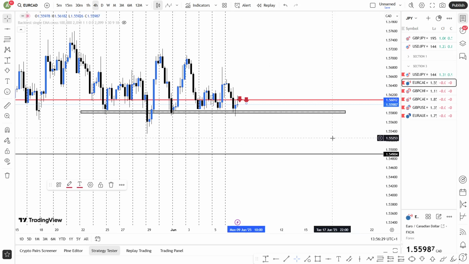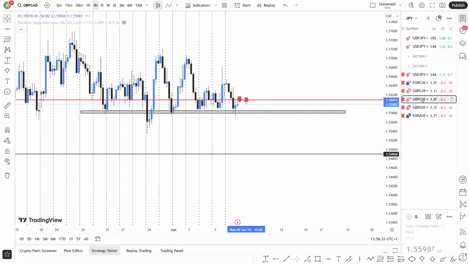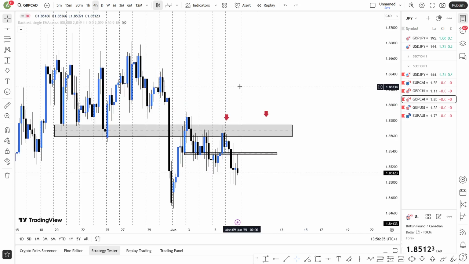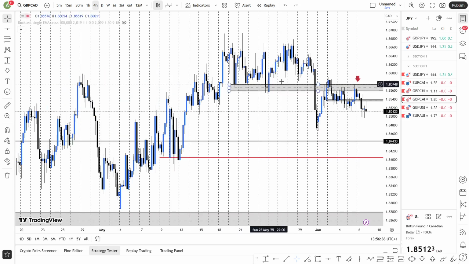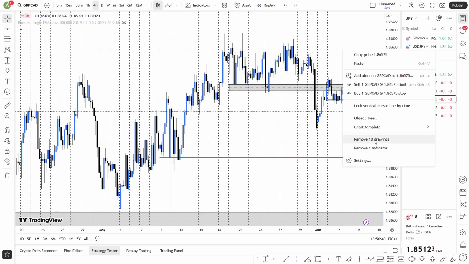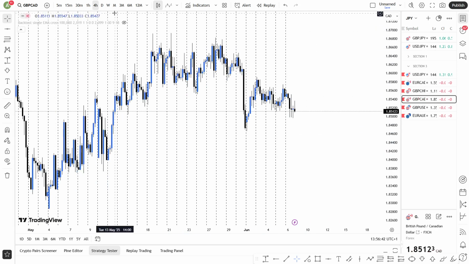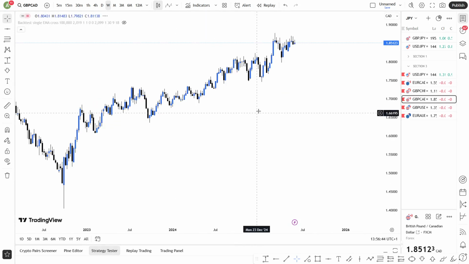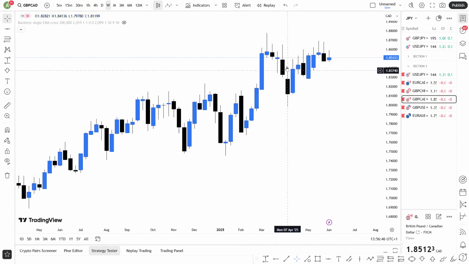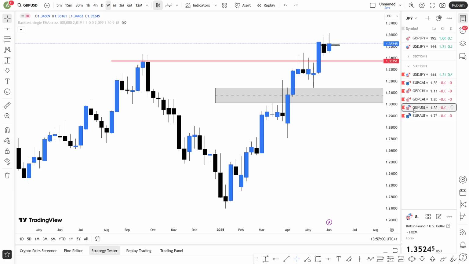So which pair can we take again? Let's see what GBPCAD is doing. GBPCAD, I've already done my analysis. Let's do a top down analysis. Top down analysis, we're creating something like a double top. I think I've done this before. Yeah, I just did this now. We're creating a level of double top.